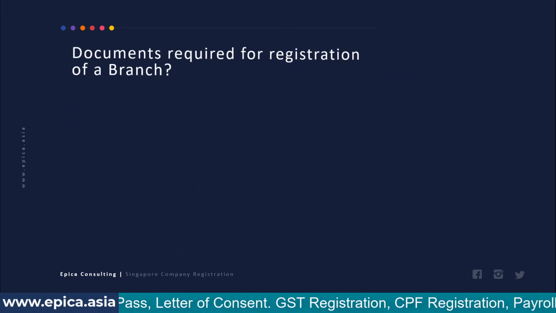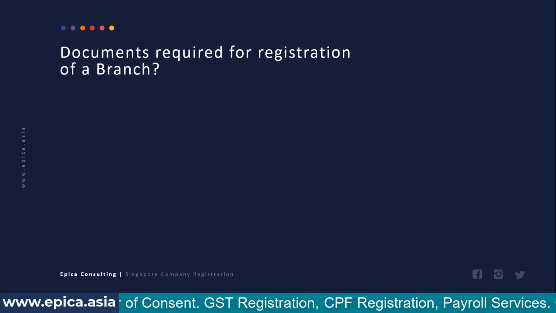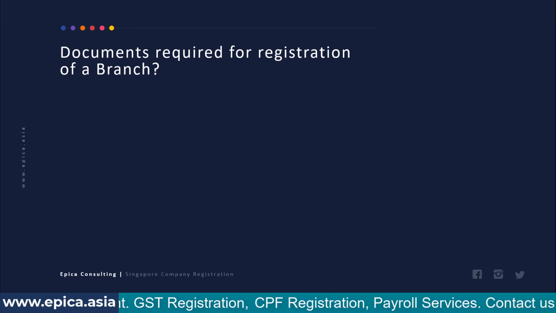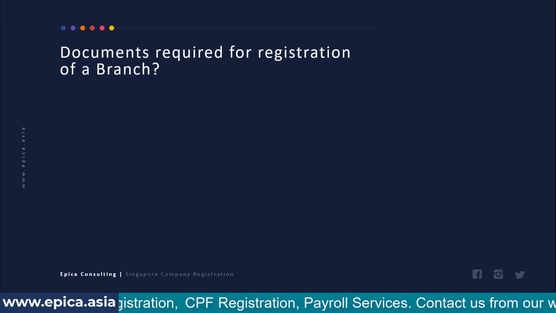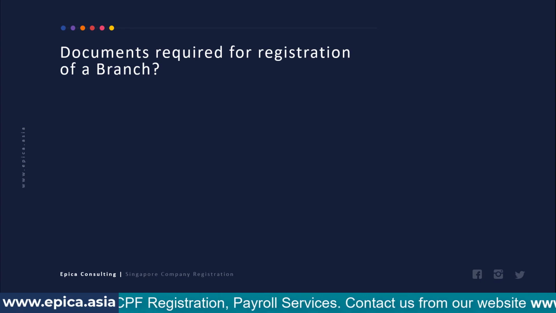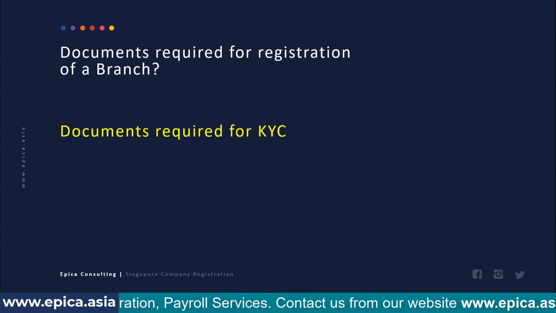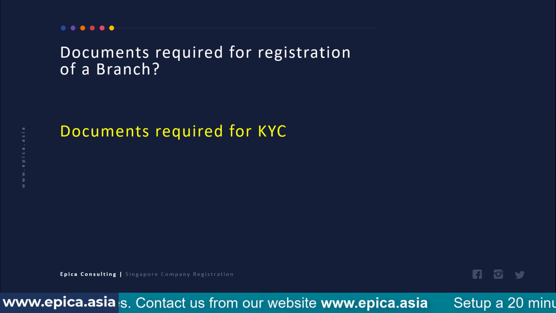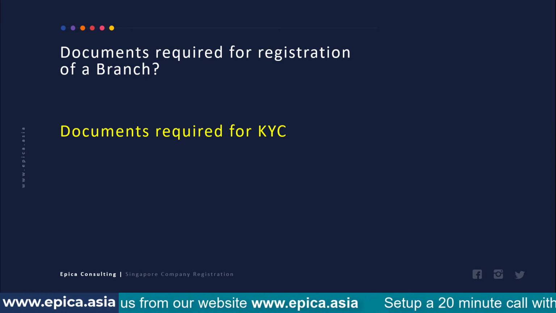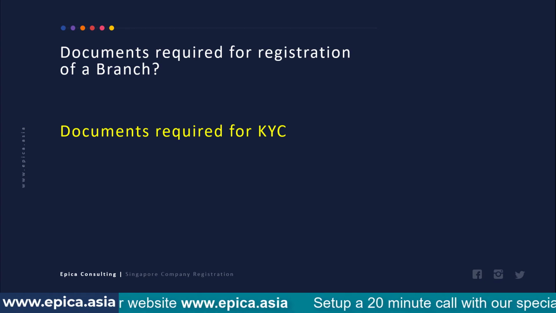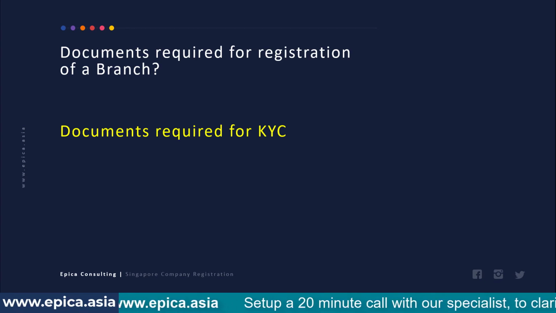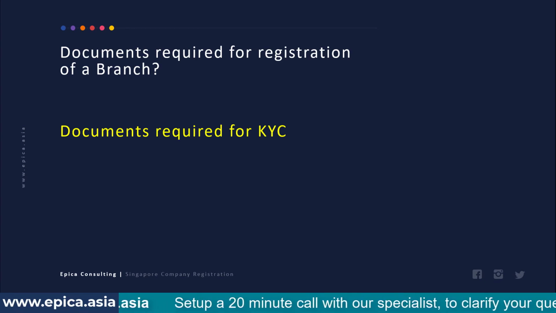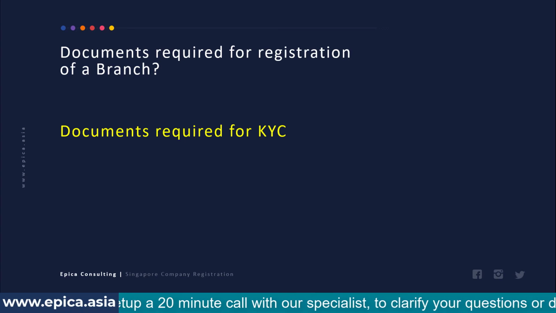So moving on to the next slide, what are the documents required for registration of a branch? These documents can be classified into two categories. First is documents required for KYC purposes. KYC is something like our checks or the ACRA checks. Those are recommended that we should carry out on every potential client regarding identification, business activities and so on.